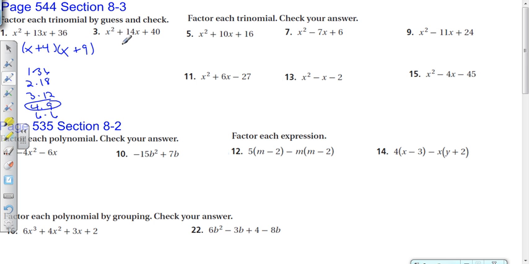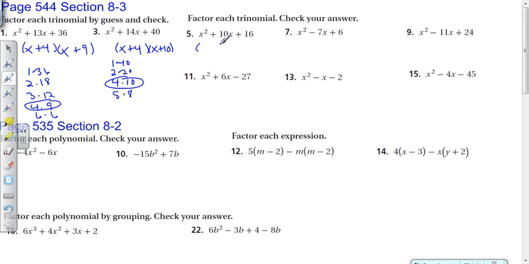For number 3, what can I multiply to get 40 that adds up to 14? So to multiply to get 40, I can do 1 times 40, 2 times 20, 3 won't go into 40, I can do 4 times 10, I can do 5 times 8, 7 won't work, and then 8's already on my list, so there's a complete list. So which set of those numbers adds up to 14? It was 4 and 10. So it's positive 4, positive 10.